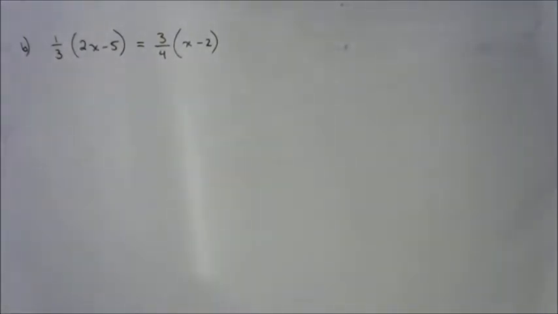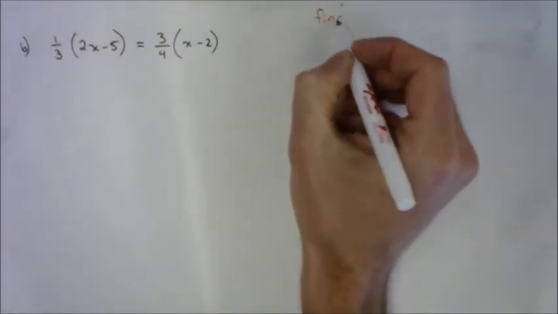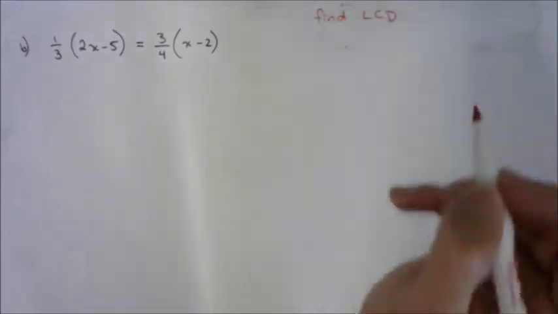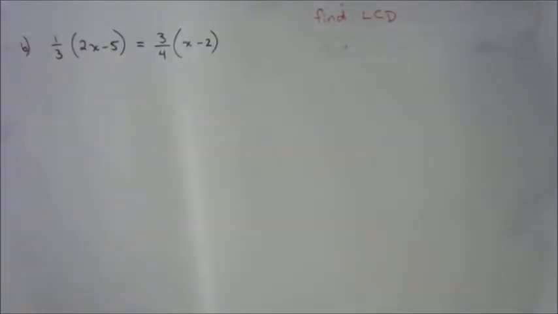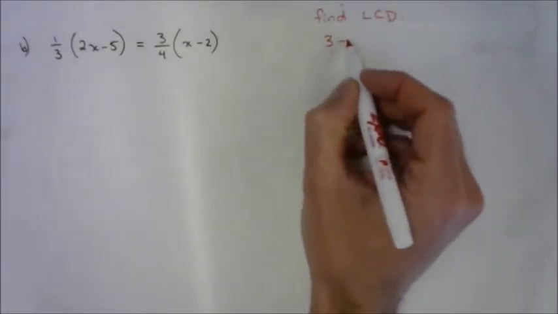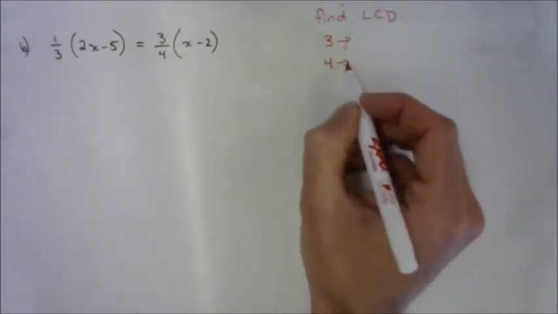So we're going to find the LCD between what two numbers? 3 and 4. Those are the fractions. So you have 3 here and 4 here.